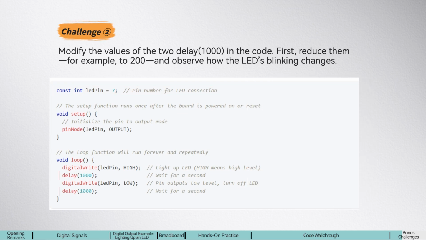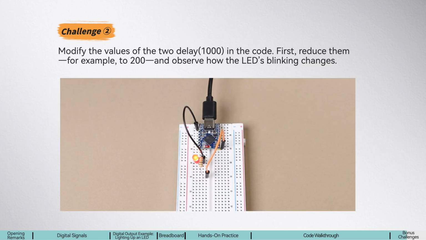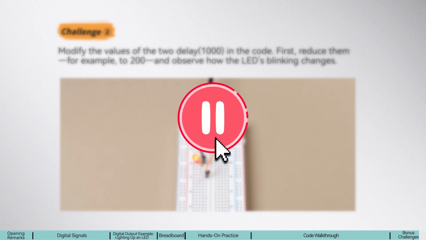The second challenge is to modify the values of the two delays in the code. First, reduce them, for example, to 200, and observe how the LED's blinking changes. Then, try to find the threshold, the point below which the blinking becomes indistinguishable to the naked eye. This is actually a classic test in the Arduino community, where many people are curious about their own visual limit. Try to see what your threshold is. Now, you can pause the video and try it out.